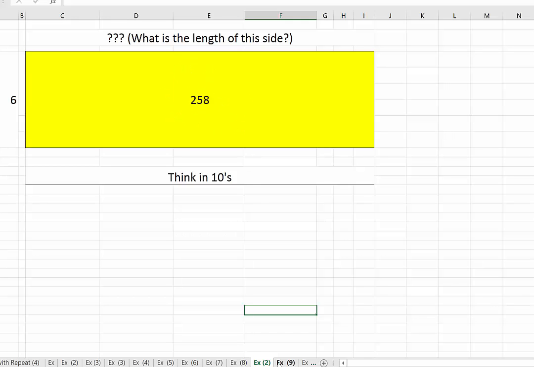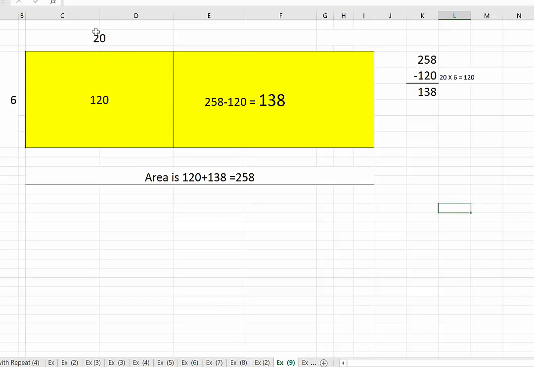What if we thought in 20? So 20 times 6 is 120, and this area is 138. So again, we're focusing on what we know. We know tens: 10, 20, 30, 40, 50. We know those. And so we're just going to segment this off. We're going to start off with 20 times 6, which is 120. This is 138. The area is conserved again at 258.